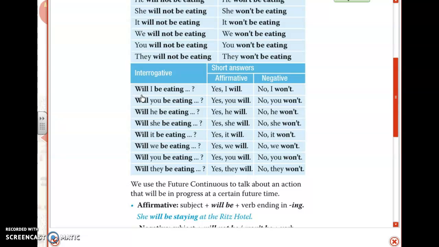As for the questions, the question starts with will, then the subject, and then the rest of it. This is an example of the short answer, both affirmative and negative. And this is all there is about the future continuous. Thank you.